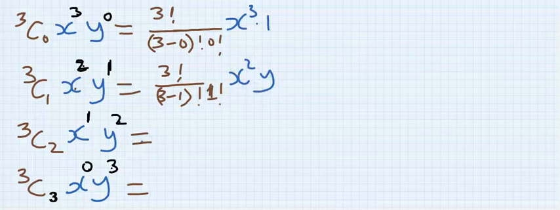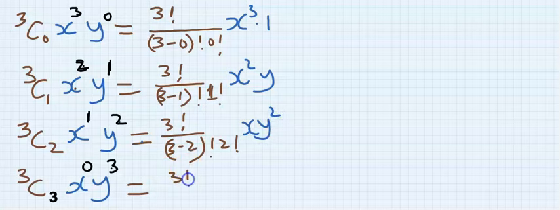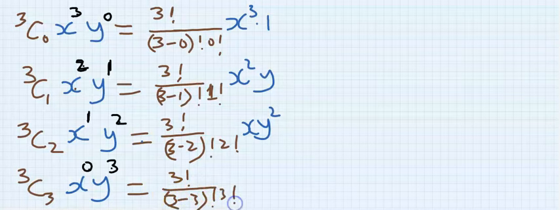This next one, I'm going to have 3 factorial over 3 minus 2 factorial, 2 factorial. Here is x and here is y squared. This is 3 factorial. This is 3, so I'm going to have over 3 minus 3 factorial, then 3 factorial. Here is x to the power of 0 is 1, multiply y to the power of 3.